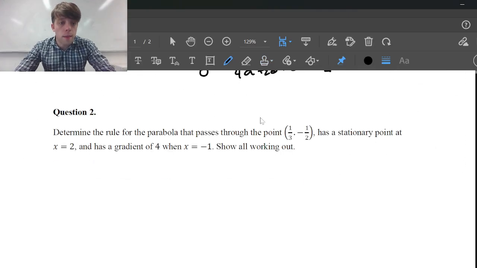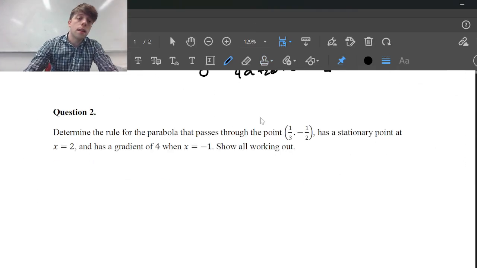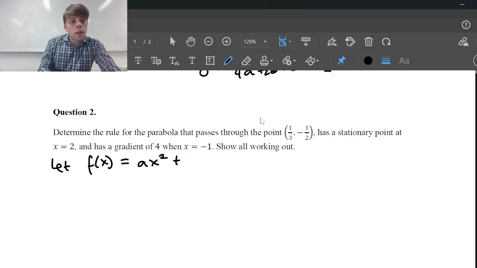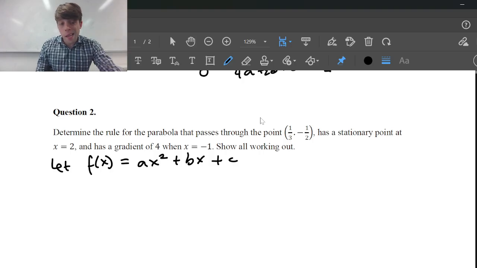Fantastic. So let's now apply this method I've just shown you to the second question, and let's see if we get the right answer. The question says, determine the rule for the parabola that passes through this point and has a stationary point at x equals 2 and a gradient of 4 when x equals -1. Okay, it's a bit different to last time, but let's just start out. We know that it's a parabola, so let f of x equal ax squared plus bx plus c. We know that it has this form because it is a parabola. So our goal is to find a, b, and c.